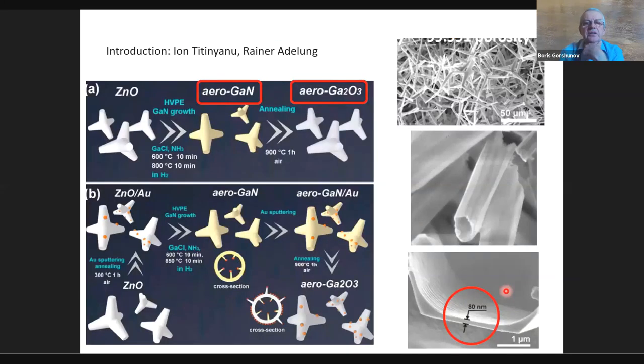Next are these aerogel materials. We did some experiments together with two professors, Ion Tiginiano and Rainer Adelung. They gave a very nice introduction about these materials yesterday in their lectures about the amazing properties. Just imagine enormous porosity, 99.99%. These materials are built of these tetrapods, the guys that have four legs, and each leg has a wall of thickness of just 50 to 100 nanometers, so thin. And that's the reason for the extremely high porosity of these materials.